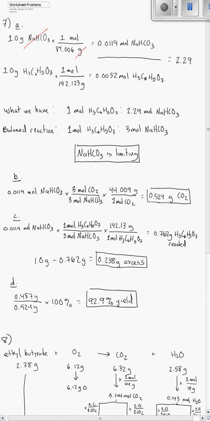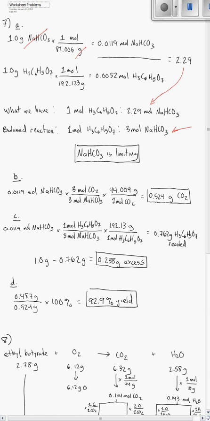moles of citric acid. Your balanced reaction tells you that each mole of citric acid will react with 3 moles of sodium bicarbonate. We want to know if we have too much or too little sodium bicarbonate. So if we want to know how much NaHCO3 we have per citric acid, we divide the number of NaHCO3 moles by the number of citric acid moles. If you do that, you get 2.29. Putting that in ratio form, this 2.29 tells us that for each mole of citric acid, we have 2.29 moles of NaHCO3.